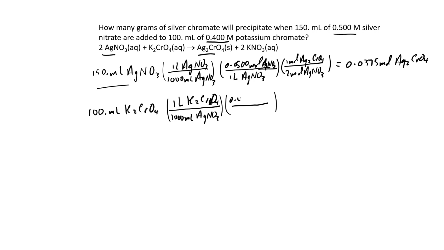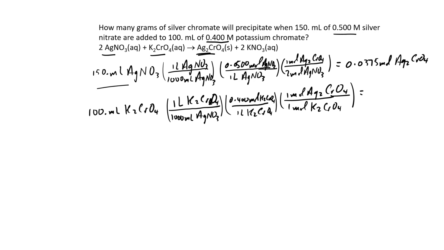So 0.400 moles of K2CrO4, and down here the volume, which would be 1 liter of K2CrO4. And then the next conversion factor will be the mole ratio between the silver chromate and the potassium chromate, and that would be a 1-to-1 mole ratio based on the coefficients. So 1 mole of Ag2CrO4 divided by 1 mole of K2CrO4.